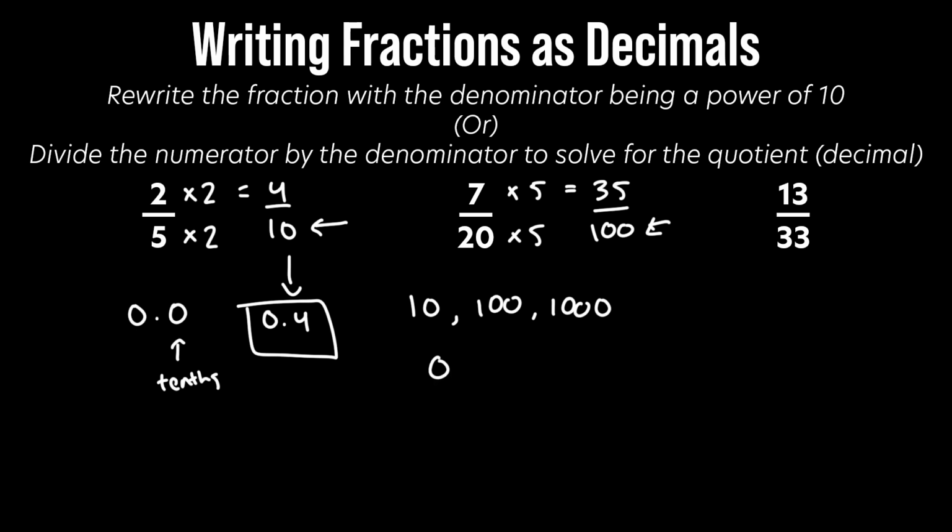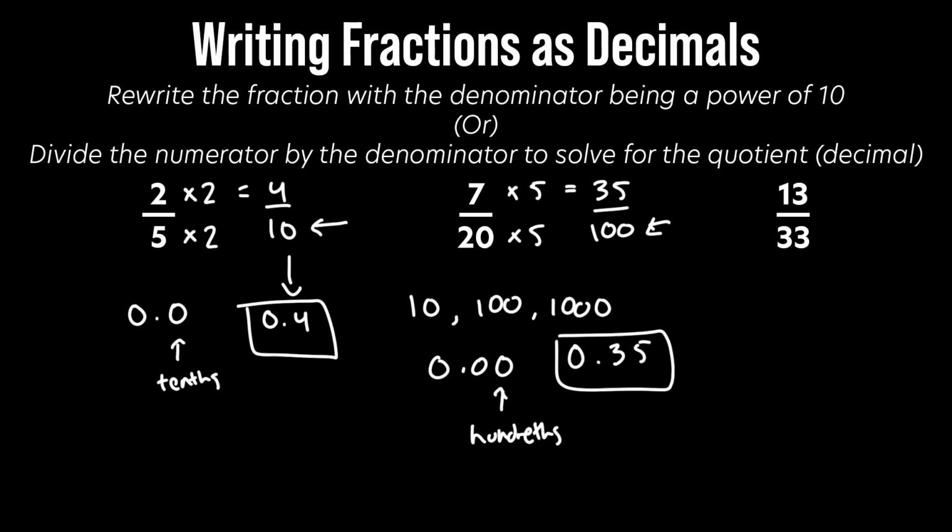And the hundredths place is going to be right here. So we know our answer is going to end in the hundredths place, which means that the 5 in 35 will be in that hundredths place. So it'll be 0.35, where the 5 ends in the hundredths place. So that's going to be our answer here.